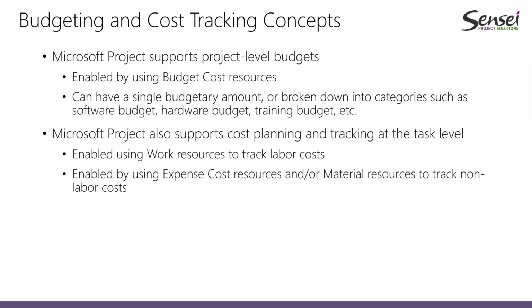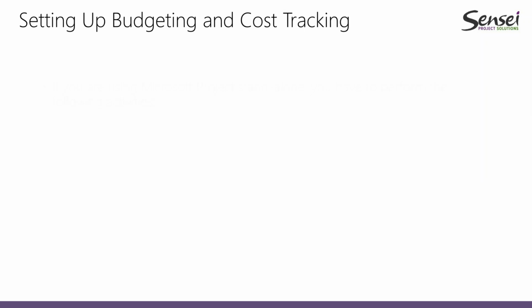So if we have costs in our project that are not related to labor, for example, if we are doing training and we need to buy licensing, or rent a facility to give a training, or if we are traveling and have to pay airfare, accommodations, or transportation, we can track this through the use of expense cost resources or material resources, depending on what we are going to track and how we are going to track.